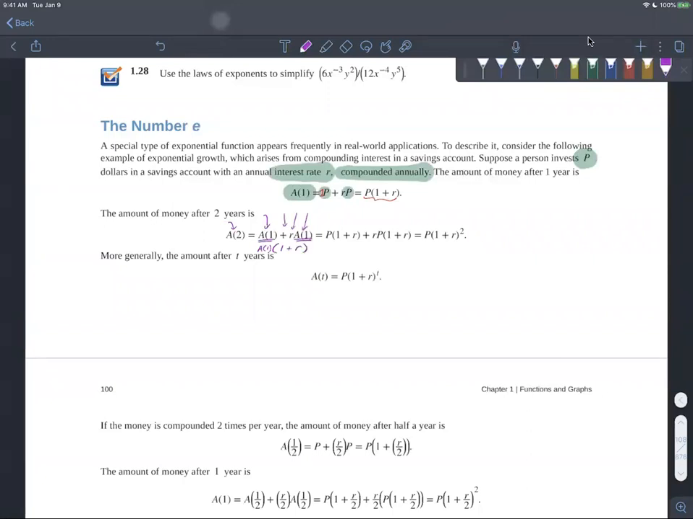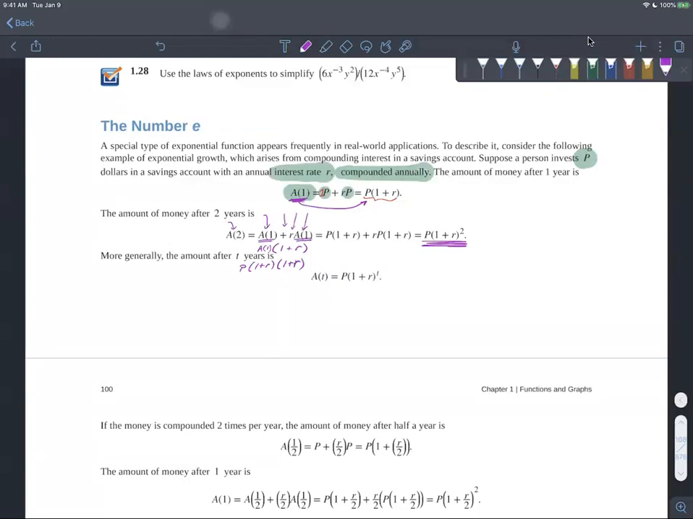But wait a minute. A1 from the previous line is equal to P times 1 plus R. So my A1, I'm going to write it as P times 1 plus R times 1 plus R. And what do we have? That is P times 1 plus R squared, which is exactly what's written here.